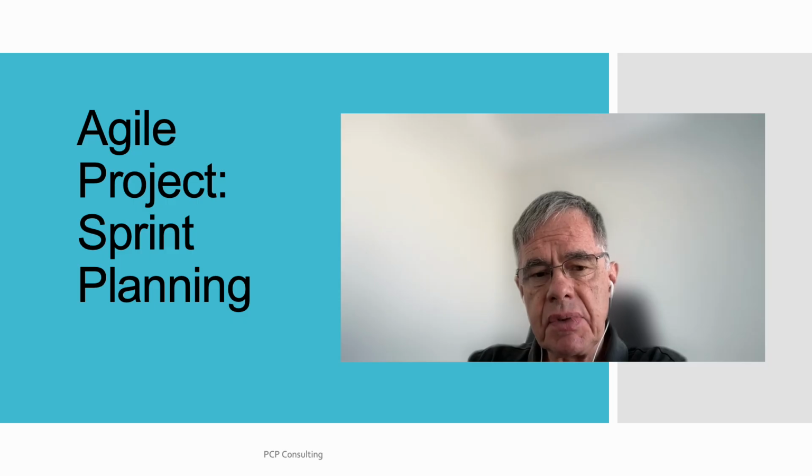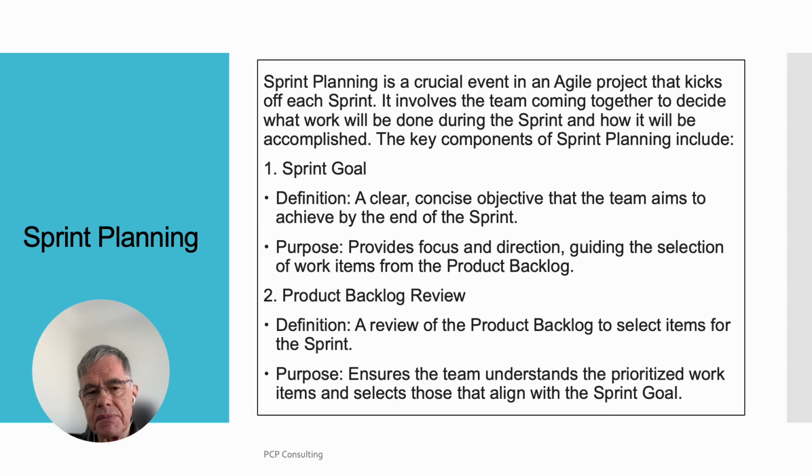Agile Project Sprint Planning. Sprint planning is a crucial event in an Agile project that kicks off each sprint. It involves the team coming together to decide what work will be done during the sprint and how it will be accomplished. The key components of sprint planning include sprint goal. Definition: a clear, concise objective that the team aims to achieve by the end of the sprint.